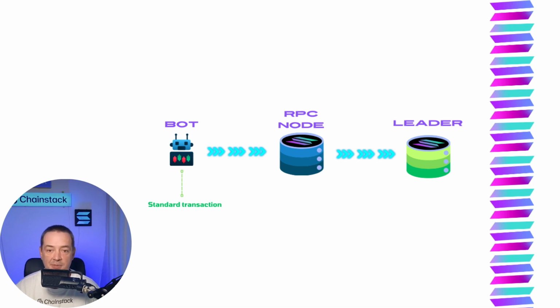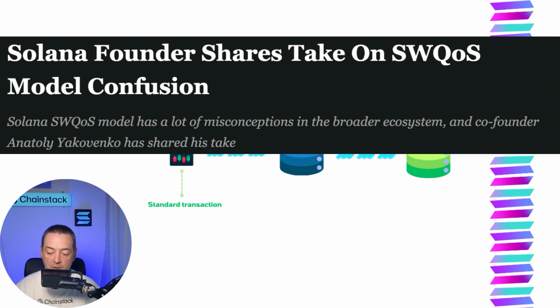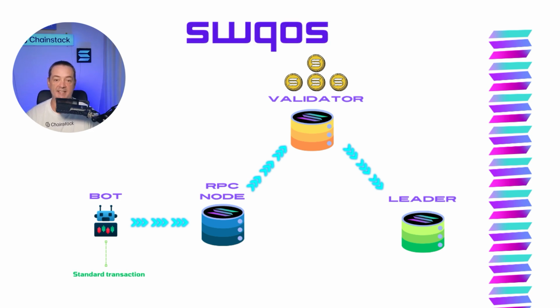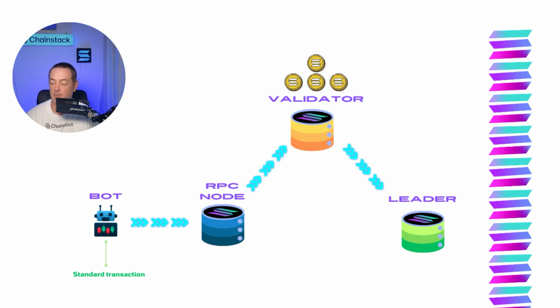While this setup remains effective for many transactions, the landscape has evolved and there is of course topology introduced to make the network more efficient, like the well-known SWQOS, or the stake-weighted quality of service. In an SWQOS setup, we have all the players we had before, the bot, the RPC node, the leader, but there is a new topology role in the mix now, the validator with the stake. This validator has a special peering relationship with the RPC node.